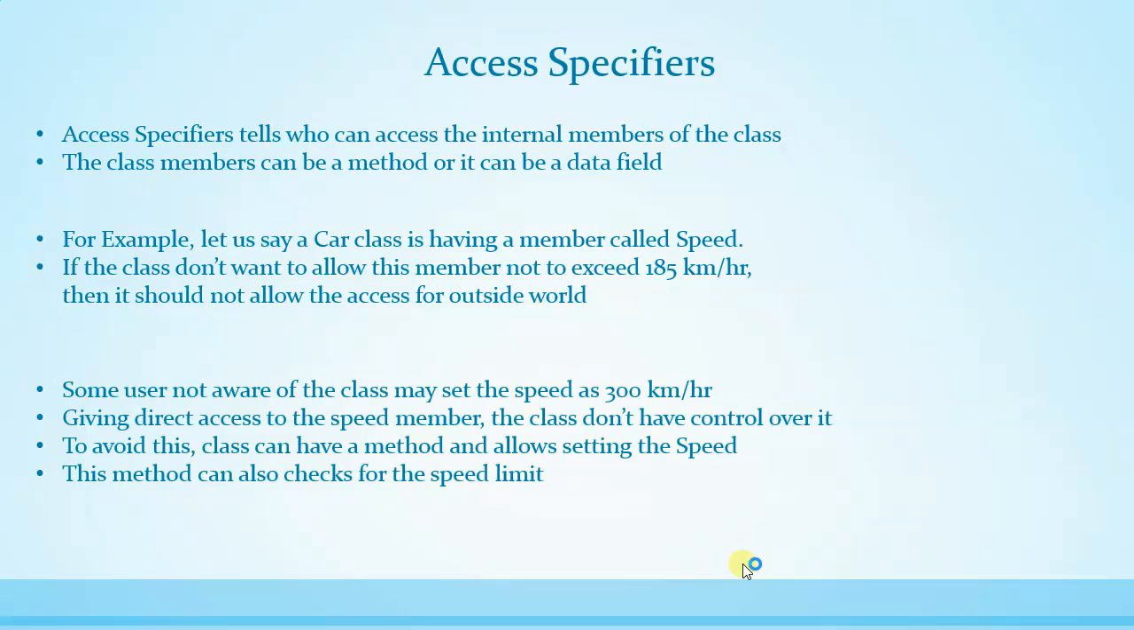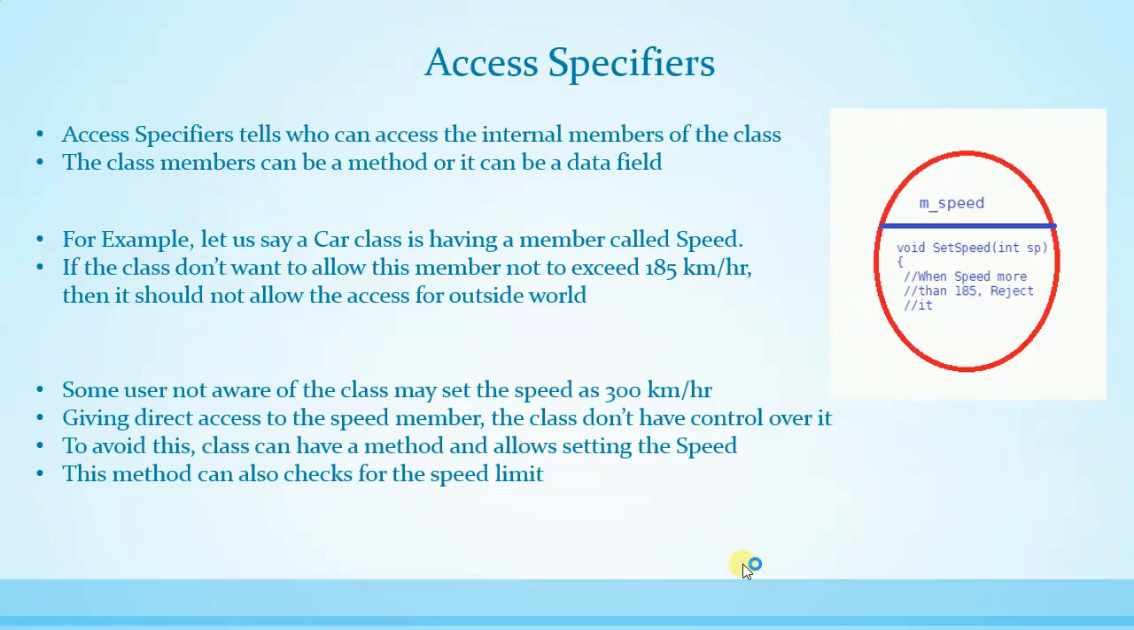So what the car class will do is check inside the member function whether the user is setting a value within the limit. That means 0 to 185 km. In the right side picture you are seeing a member called m_speed, and the need for set speed is to hide the member m_speed from the external world and provide access to m_speed through the member set speed.